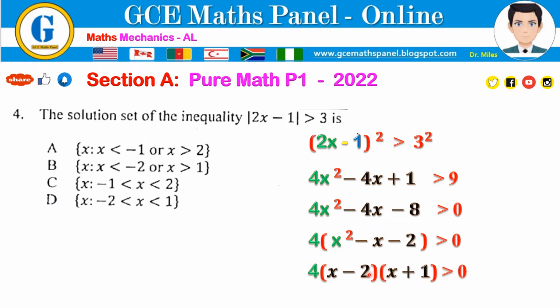So from here, my boundary solutions are x equals 2 and x equals negative 1. But these boundaries are not included because this is a strict inequality, okay? So these boundaries are not included. So I'll just use the number line to get the regions. I'm going to test. So my boundary solutions are x equals 2, this is 2 here, and then x equals negative 1.